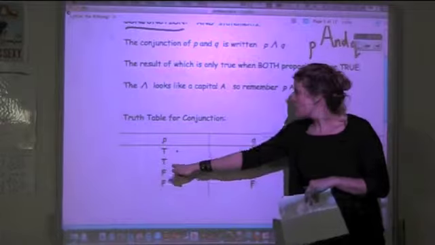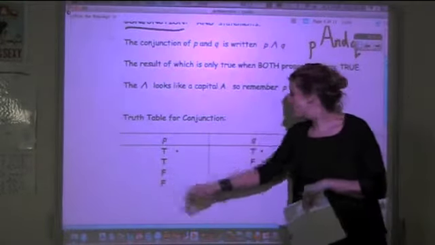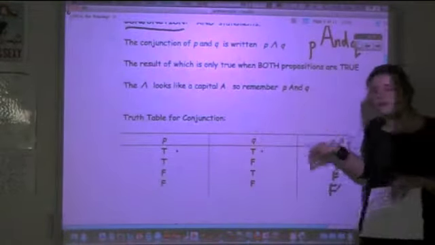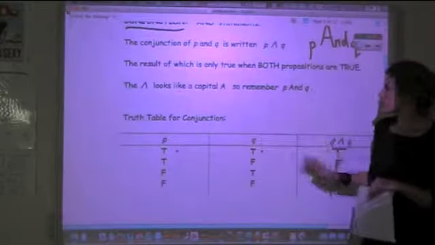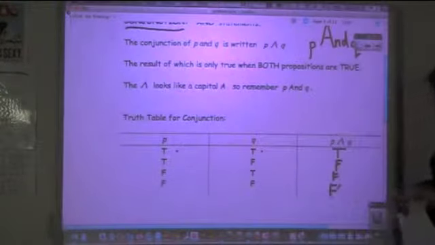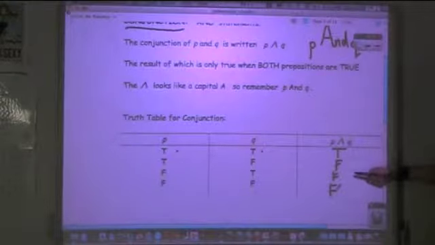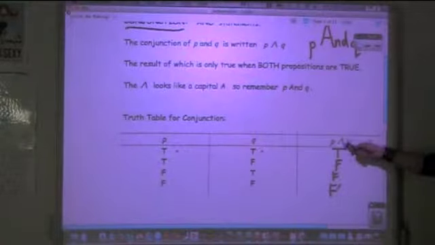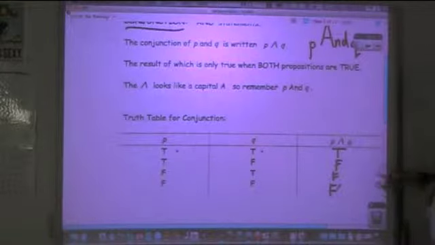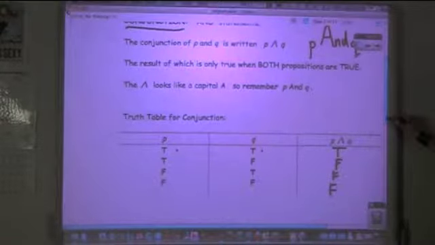Keep your P true, make the other one false. Then we've got two falses, true and a false. We're going to set up our truth tables that way every time. So, the truth table for the conjunction P and Q is true, false, false, false. Remember, that looks like an and, so it's only true when P and Q are true.